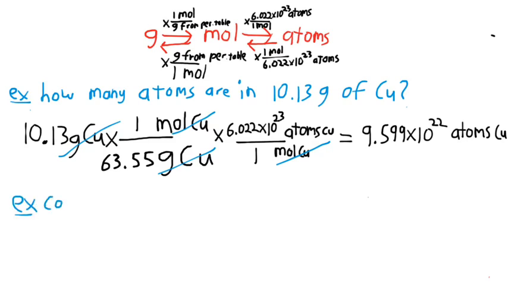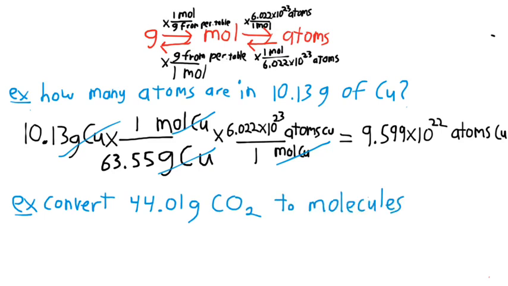Here's another example for you. Let's convert 44.01 grams of CO2 to molecules. So notice this isn't an atom, this is a compound, CO2. And so that's why it doesn't ask for atoms, it asks for molecules. After you have molecules of CO2, you could find atoms by multiplying by 3 if you want, since there are 3 atoms in this molecule, 1 carbon and 2 oxygens.